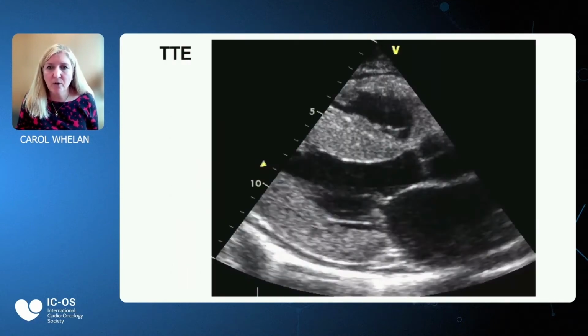Here's the parasternal long axis view on the transthoracic echocardiogram. The probe is near the top of the screen, and we can see that the right ventricle free wall is thickened, as is the interventricular septum and the posterior wall. The left atrium is dilated, and there's a small rim of pericardial fluid, which is common.